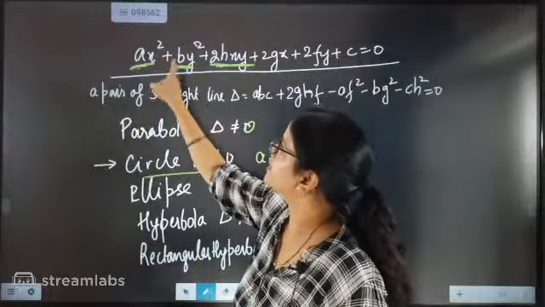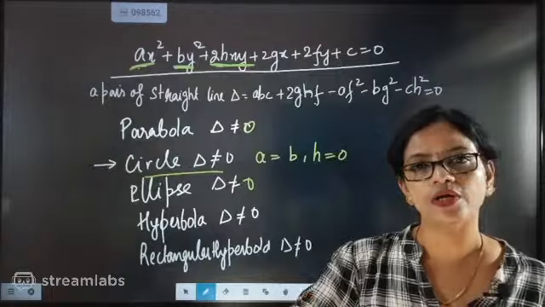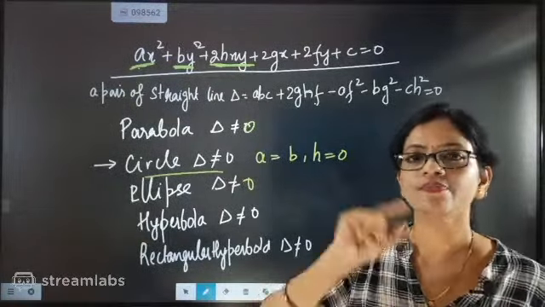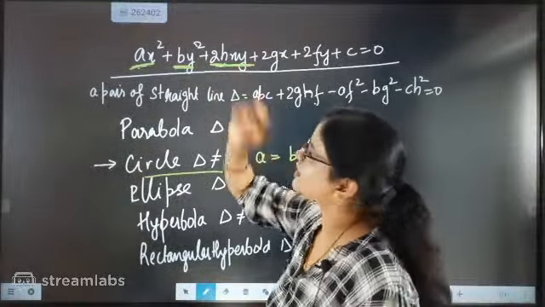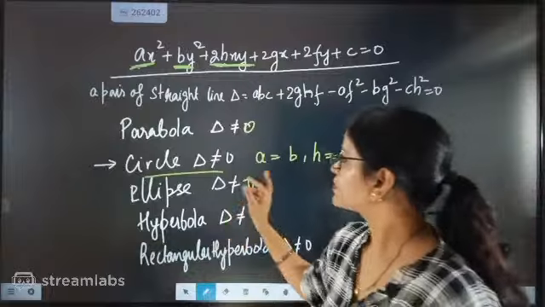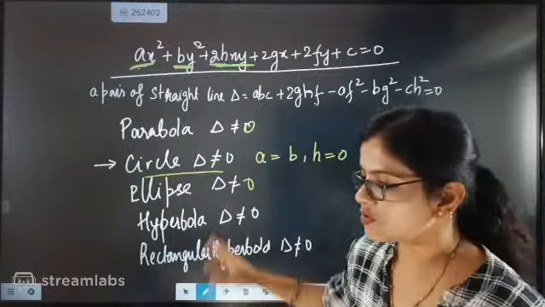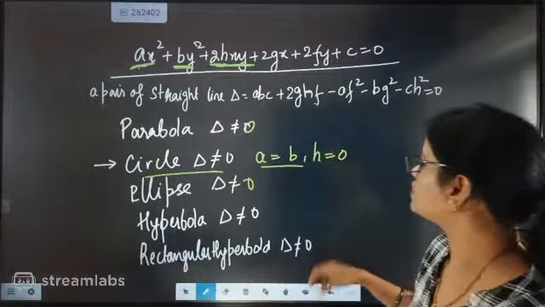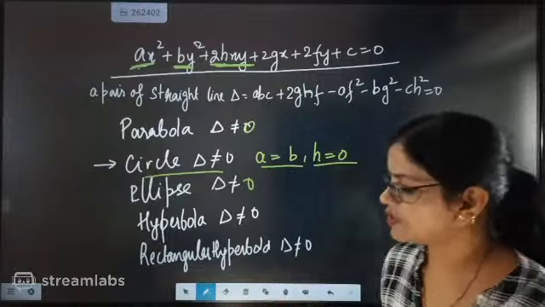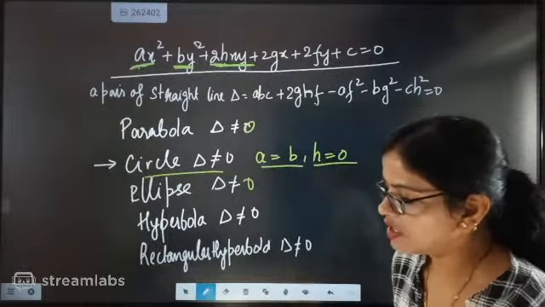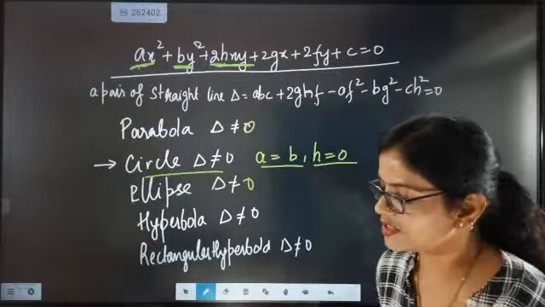Okay, a will be equal to b. That is the first point. The second important point is that h will become equal to 0. Then delta will not be equal to 0, and a will be equal to b and h will be equal to 0. Then it is exactly going to represent a circle.